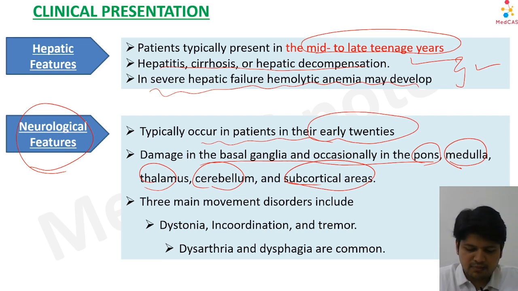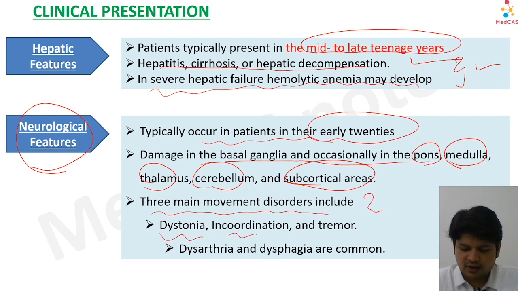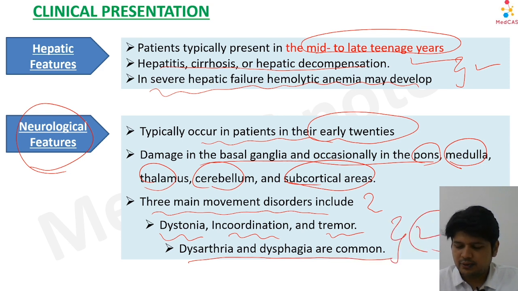So the three main movement disorders included in Wilson's are dystonia, incoordination and tremor. Dysarthria and dysphagia are also common. This is what you look for clinically. This is how a patient comes to you.